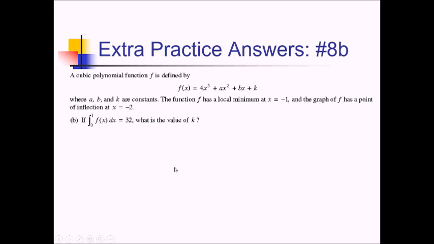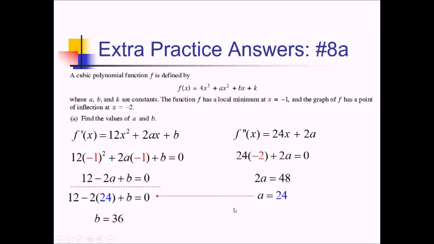For this next part of the problem, they are telling us that the integral from 0 to 1 of f of x dx is 32. Based off of this, they want to know the value of k. So this requires you to have done part A correctly, where you found the values of a and b. I'm just taking a quick look back there. In part A, we found that the a value was 24 and b was 36.